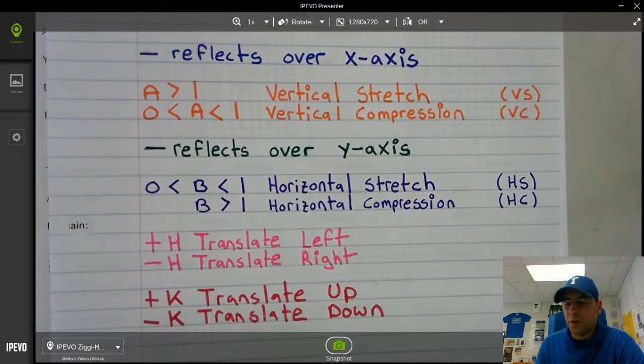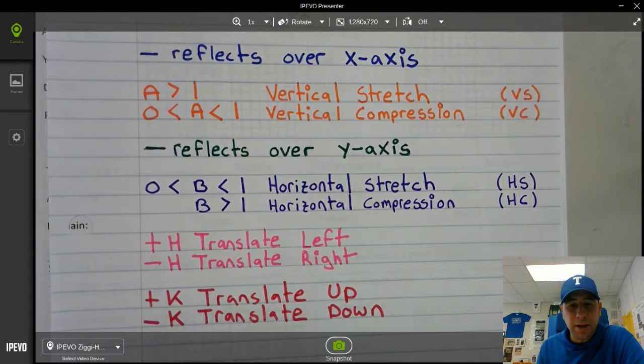When the negative is in front of the a, it reflects over the x-axis. When a is greater than 1, it's a vertical stretch. When a is greater than 0 but less than 1, it's a vertical compression. When the negative is in front of the b value, it reflects over the y-axis. When b is greater than 0 but less than 1, it's a horizontal stretch. When b is greater than 1, it's a horizontal compression.